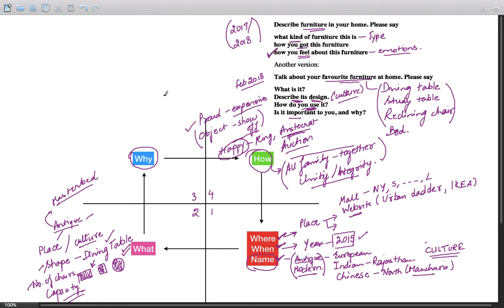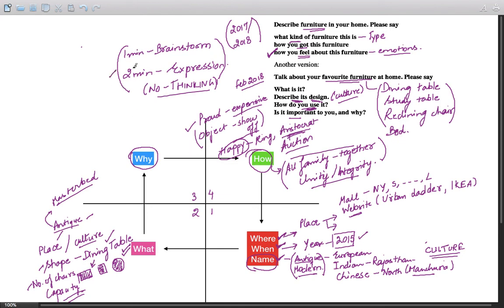Okay. So the idea is that you should be able to use the 1 minute to brainstorm the ideas and spend 2 minutes only for delivering the answer, only for expressing your answer. There should be no thought process involved in the 2 minutes, so no thinking whatsoever. Okay? And if you're able to do this, I'm sure you will get your desired bands. Just you need to jot down these ideas quickly during the 1 minute and then deliver them flawlessly during the 2 minute session.